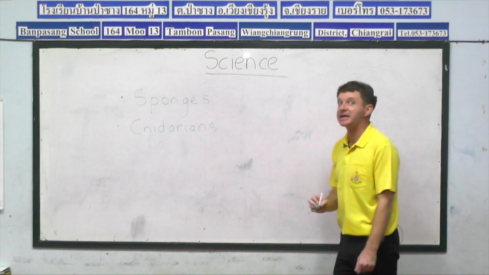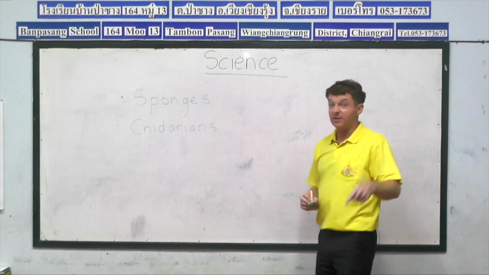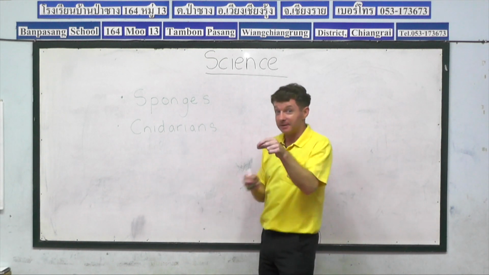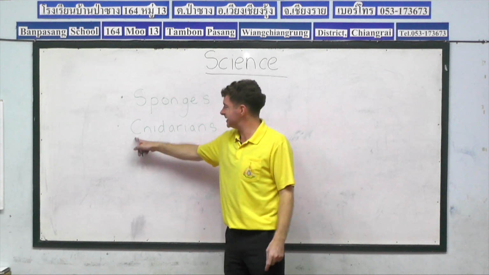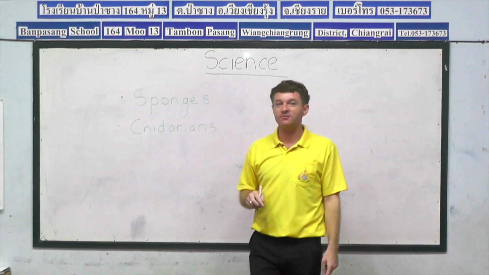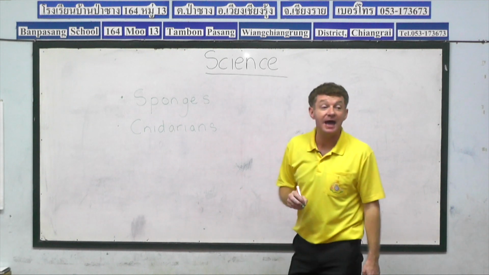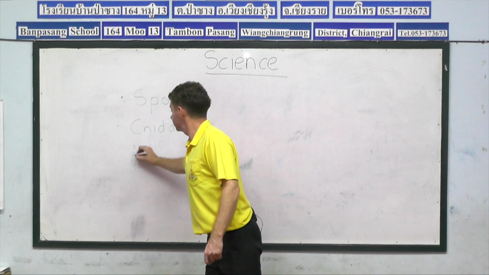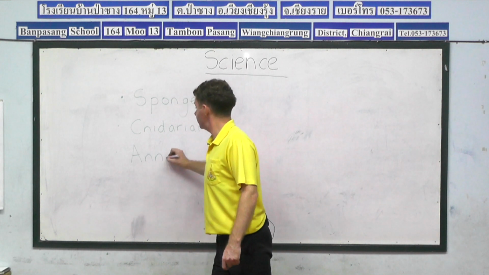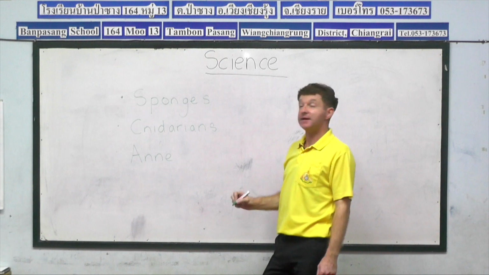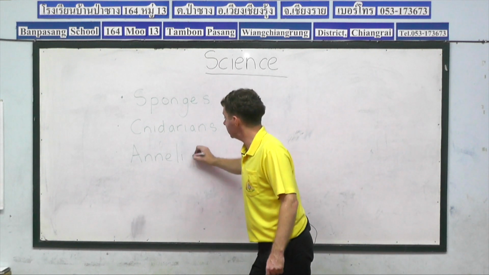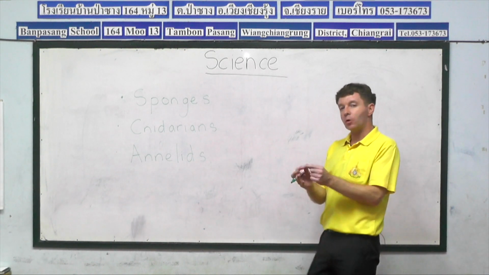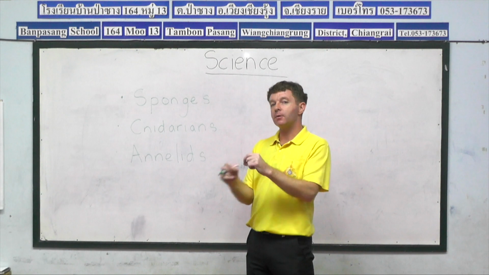Cnidarians. Okay, so students, when you get this one, this is how you have to spell it correctly, putting the letters. Remember, C-N, which is quite a strange spelling. And then we have annelids. Annelids begins A, N, N, E, and then L, I, D, S. Annelids are the ones that look a little bit like a worm, but their bodies can be pulled apart.